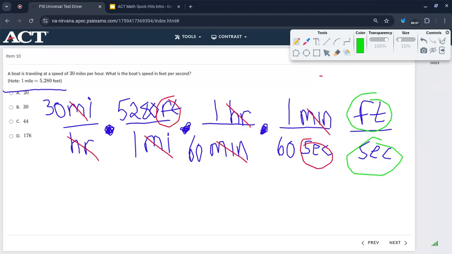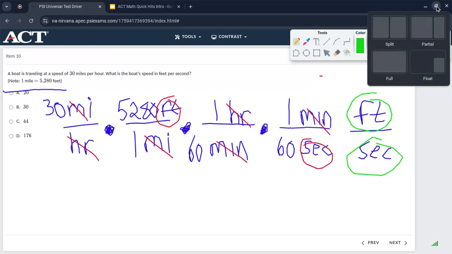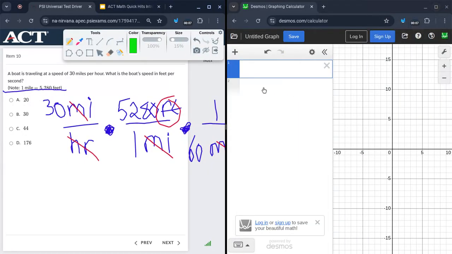All right, but we still need the numeric part of that. So we're going to use Desmos for this. All we're going to do is multiply all these fractions together. So I have 30 over 1, which I can just call 30. And then times 5,280 over 1, which I can just call 5,280. And then the next two are both 1 over 60, so I can put those in as fractions. Desmos does a nice job of creating the fraction for us, so we don't have to fumble around with different parentheses and things like that our calculator would make us do.